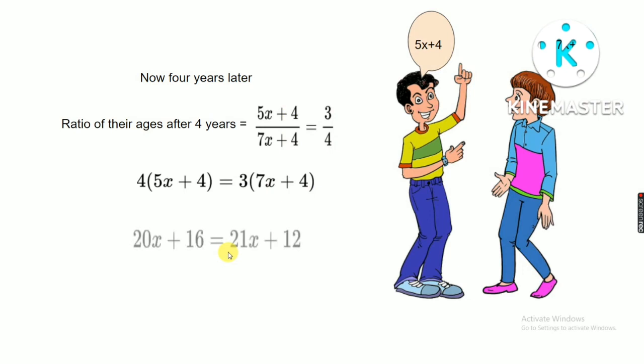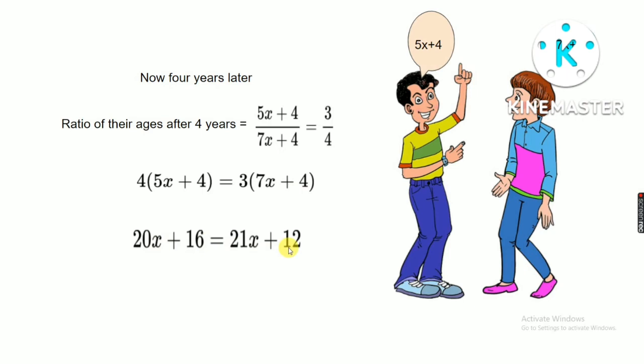Solving them, we got 4 multiplied by 5x is equal to 20x. 4 multiplied by 4 is equal to 16. This is equal to 3 into 7x, 21x. 3 into 4 is equal to 12. Now 20x plus 16 is equal to 21x plus 12.